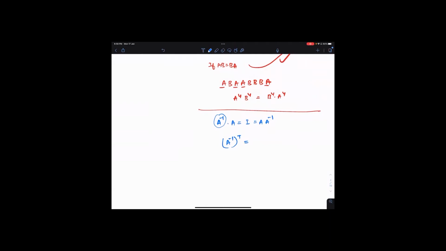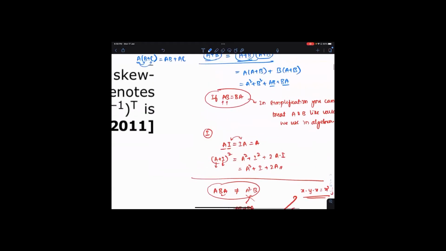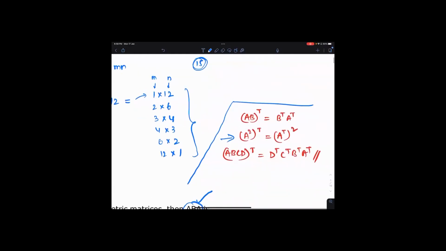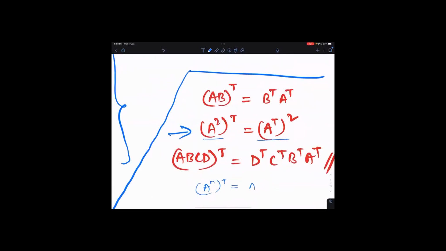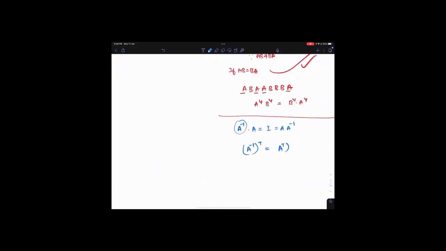Why? Because here we have seen A square whole transpose. Like in general, A power n whole transpose equals A transpose whole power n. Just remember that way. Even if n is -1, that is, A inverse whole transpose is A transpose whole inverse. Okay. Keep that in mind, guys. Very, very important rule.